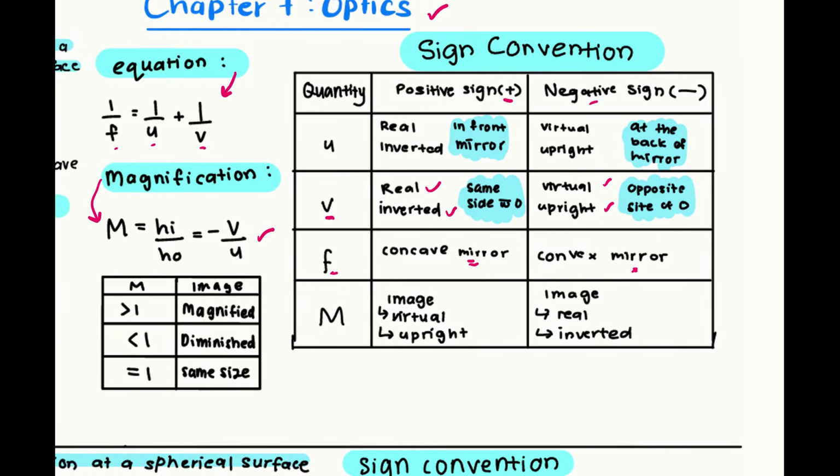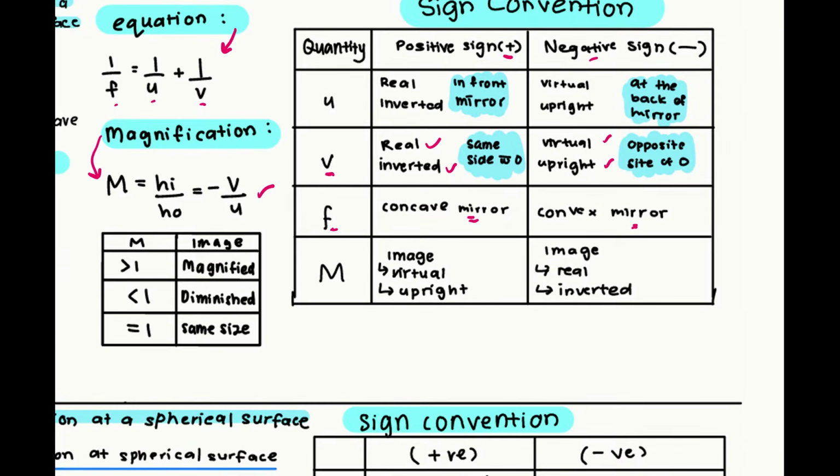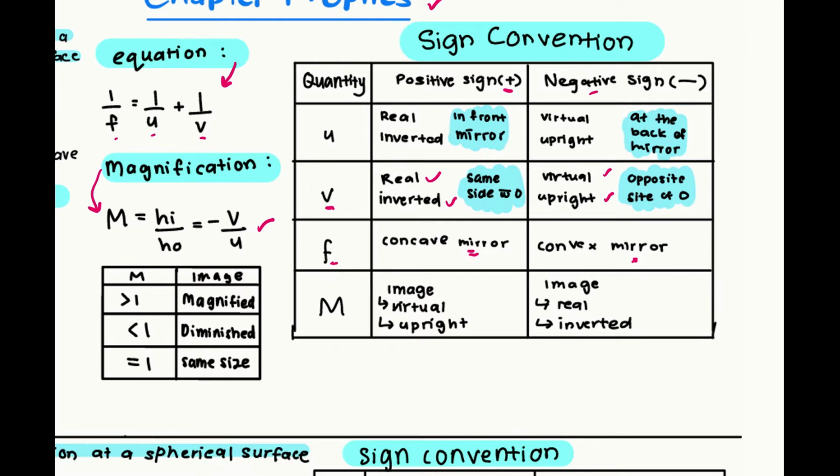And for the value of magnification, we have two interpretations. First, in terms of sign, it is either positive or negative. M positive means the image is virtual and upright, and if the magnification M is negative, it means the image is real and inverted. So if you realize here, the sign convention for M and v is different.